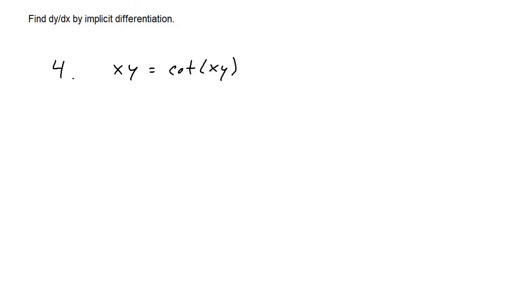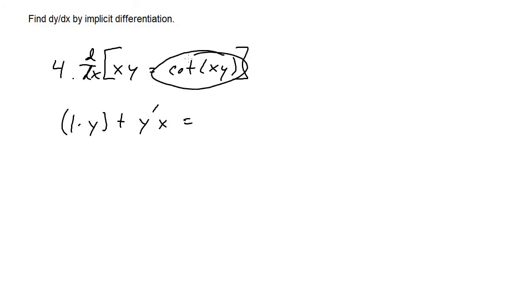Now for number 4, we have x times y equals cotangent of x times y. Once again, I'm going to derive both sides with respect to x. So derivative of x times y, because we do have two variables being multiplied, we have to use the product rule. So in order to use the product rule, we're going to derive the first function, derivative of x is just 1, times the second function unchanged, so times y, plus the derivative of the second function, derivative of y is just y prime, times the first function unchanged, so just times x. That's going to equal the derivative of cotangent of xy.